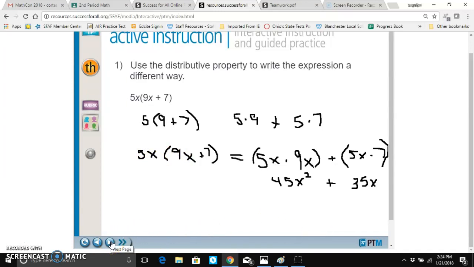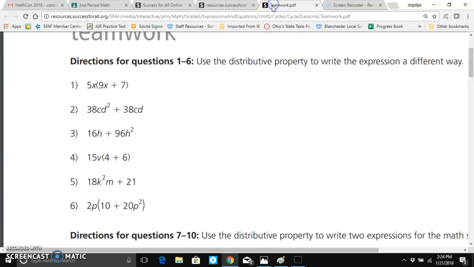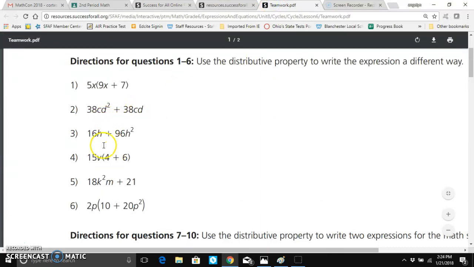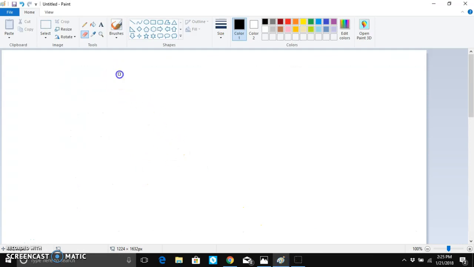Okay, just to show you that one more time, I'm going to do a different example on my paint screen. Let's see, I'm going to do this problem here: 15v times 4 plus 6. What I want to do is use the distributive property to create a different math problem, but yet they're going to be equal to this one.